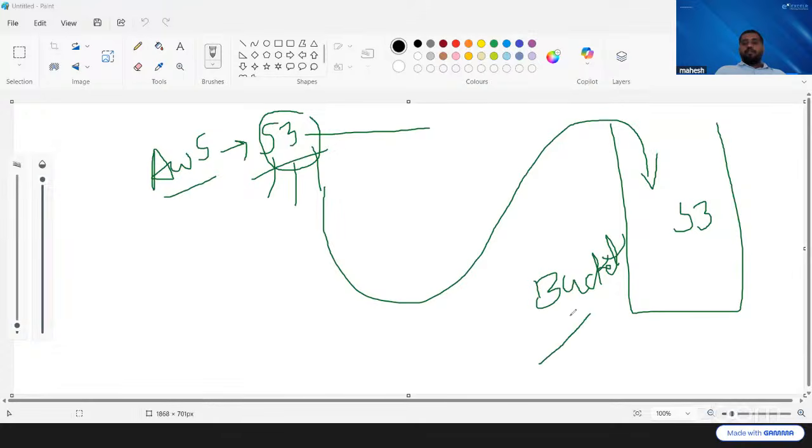The bucket name should be unique. Whatever name you give for the bucket, it should be unique as well. No one else should use a bucket name that has been given by another user. After creating the bucket, we have to do some bucket settings as well, like region and so on, meaning in which particular region the bucket has to be stored.